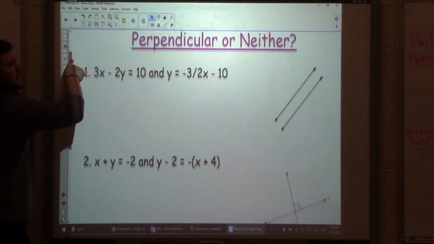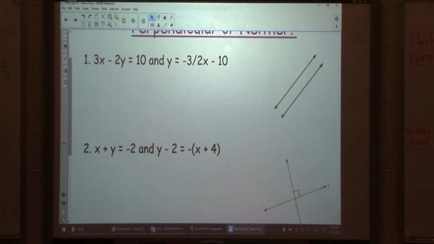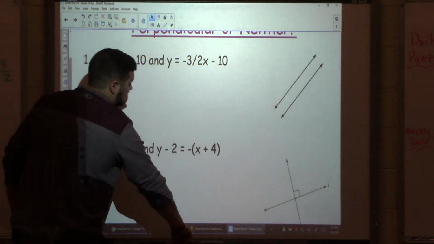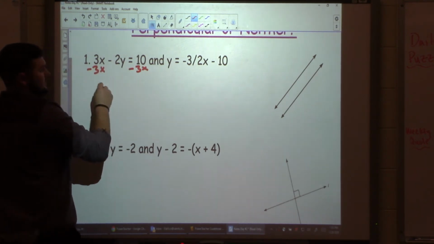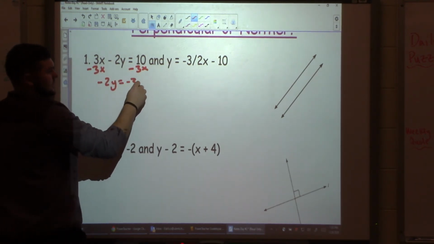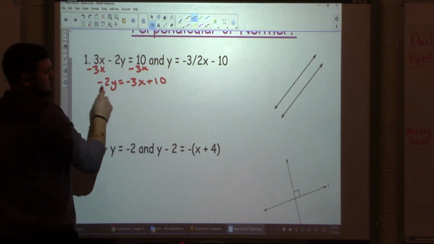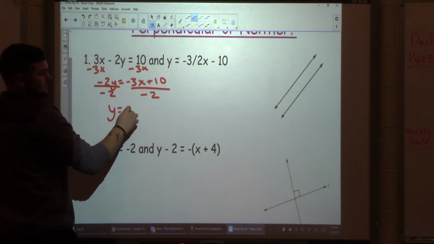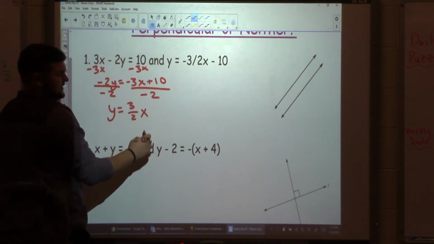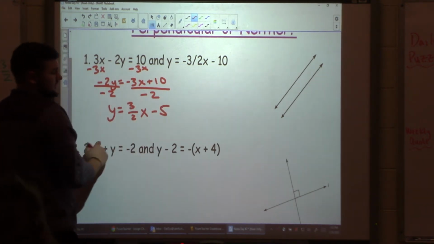Are the following lines parallel, perpendicular, or neither? How do I figure that out? What am I checking? Slopes. So, if I look at my first one, I'll look for my slope. I'm going to subtract 3x. Negative 2y equals negative 3x plus 10. Divide by negative 2, I get y equals positive 3/2 x minus 5.